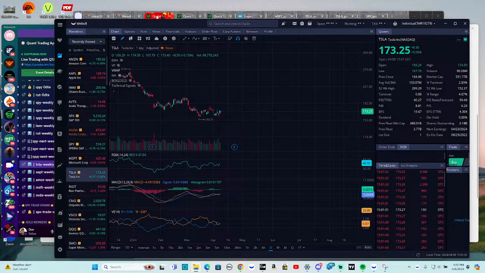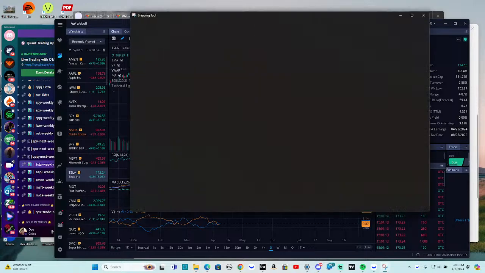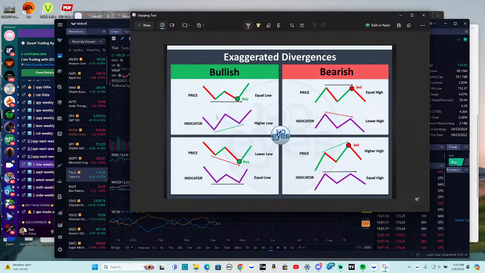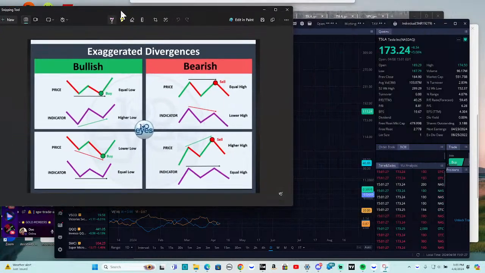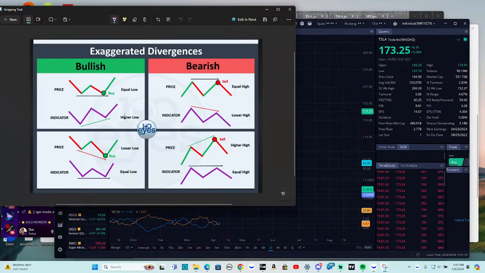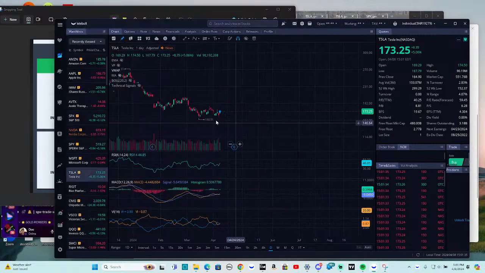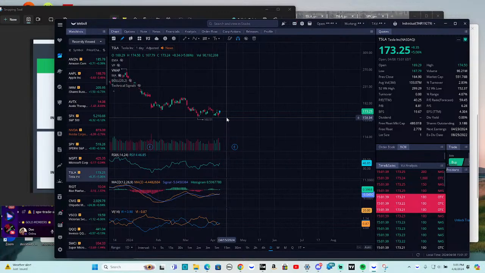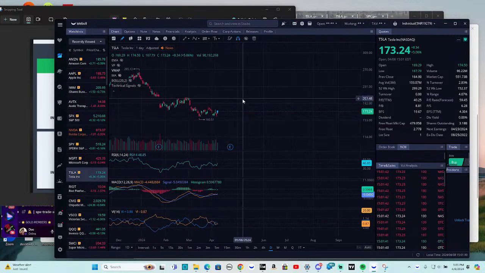You want to see pictures? I'll show you pictures. Divergence. Coming at you. So when we say the price action is flat and the RSI is rising, this is bullish. You see that? Price action flat, RSI rising. Price action flat, RSI rising. You have bullish divergence. That's just one piece of data telling us that bullish looks good.